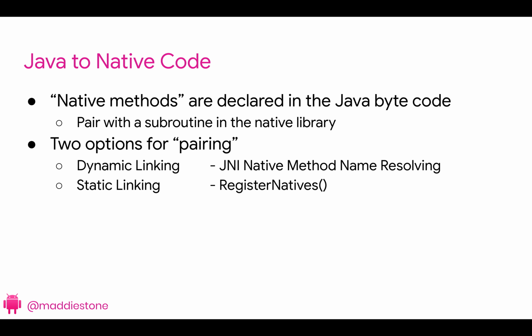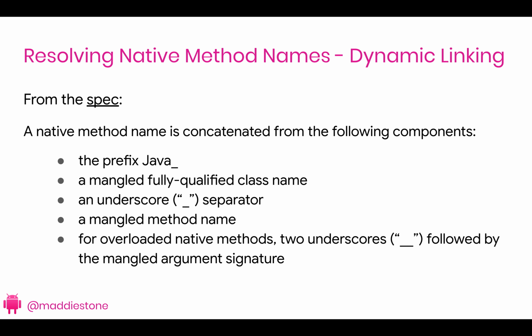But so moving on. Static linking requires using the Java Native Interface API called RegisterNatives. And so RegisterNatives is going to, under the hood, do this linking. So let's talk more about these two pairing options. First, dynamic linking, the resolving of the native method names. We're willing to name the function, or the app developer is willing to name the function in the native library, so that JNI can automatically link it to the Java declared native method.